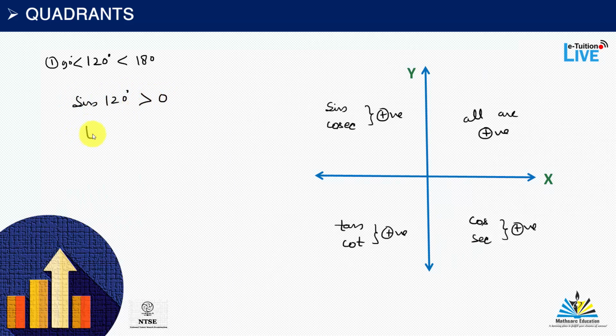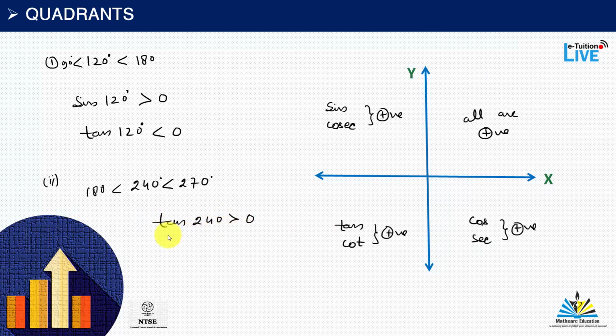And if we talk of tan 120 degree, then this must be less than 0 since tan is negative in second quadrant. Now if we take any angle of third quadrant like 240, that is greater than 180 and less than 270, this means that this angle lies in third quadrant. Hence tan of 240 must be greater than 0.